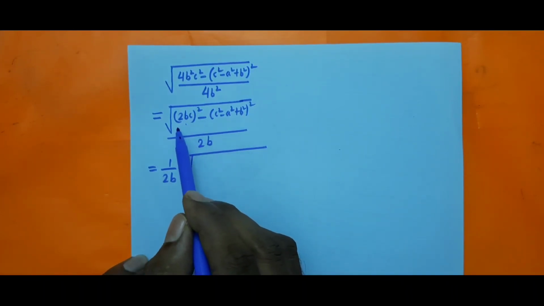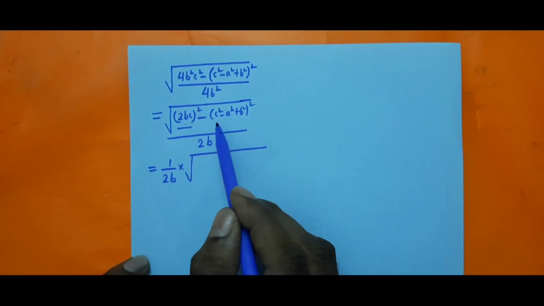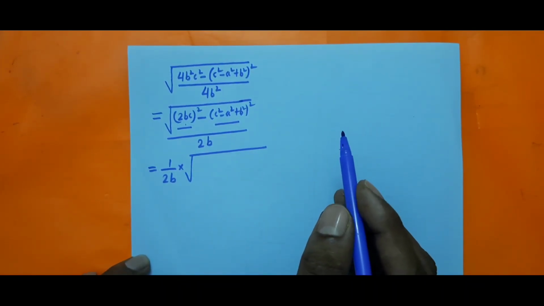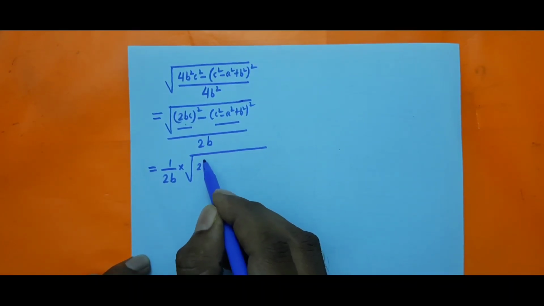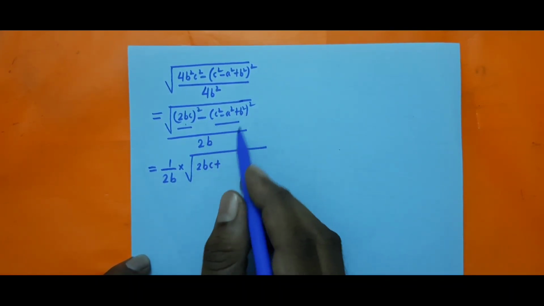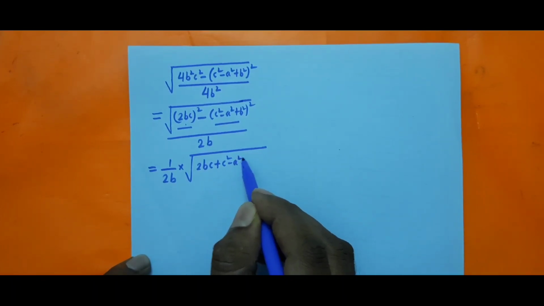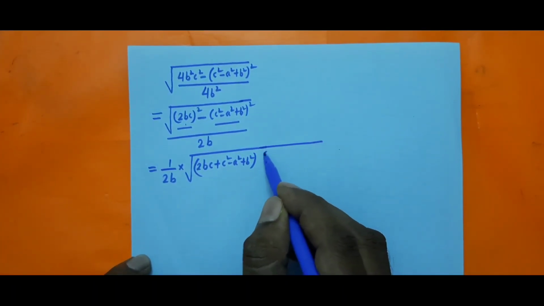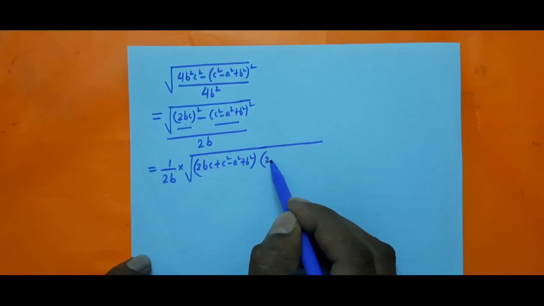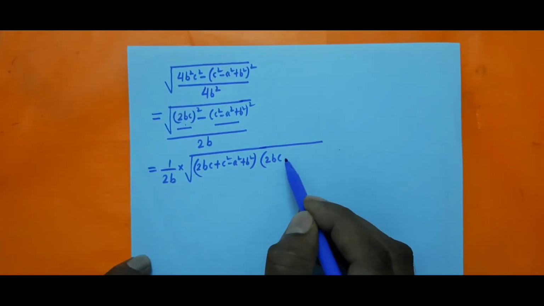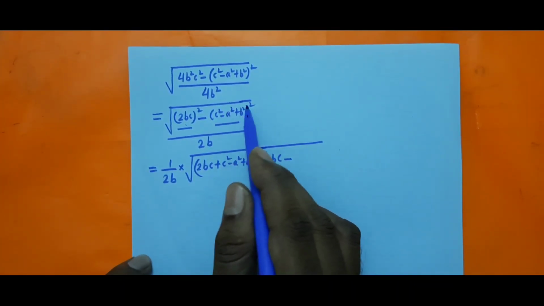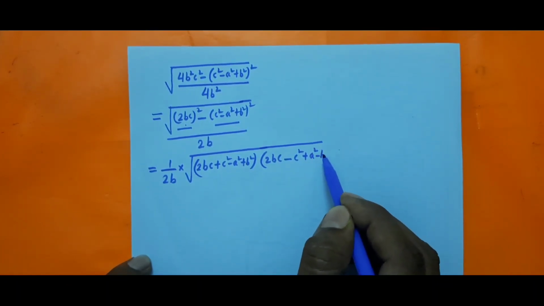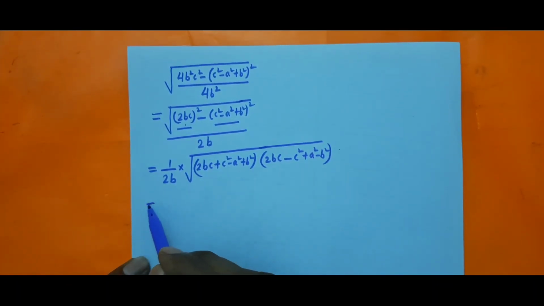Then this by 2b can be written as 1 by 2b into root of, these both are in the form of a square minus b square. So you can write (a plus b) into (a minus b), nothing but (a plus b): 2bc plus c square minus a square plus b square, into (a minus b): 2bc minus, minus of this, then it will be minus c square plus a square minus b square.